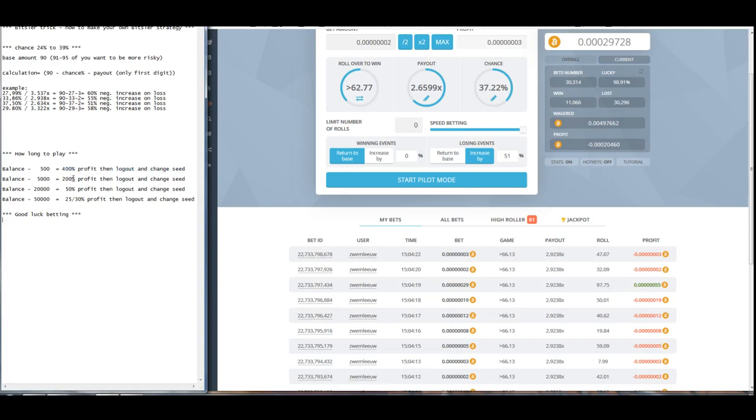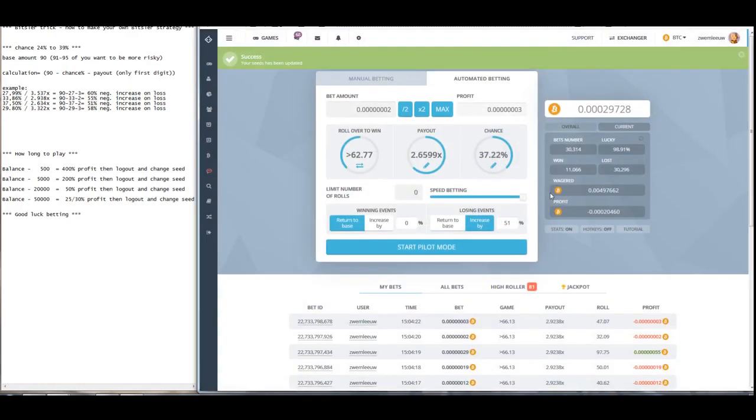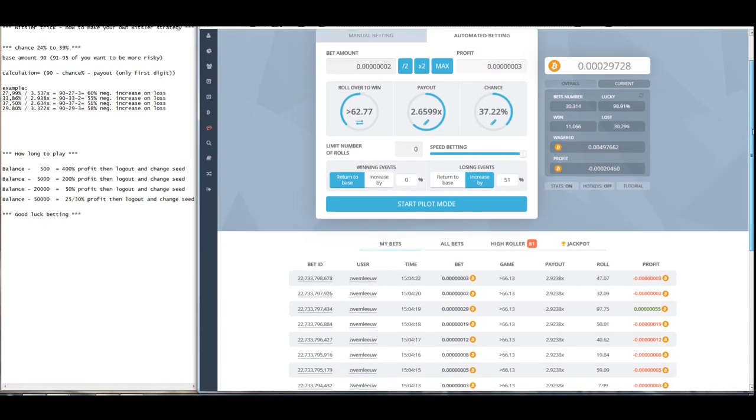If you got a reasonable profit from 5000 to 20000, log out and change seed. And the higher you get, the lower the profit range is before you have to just log out, exit, start over again and change your seed. Some people also say every 3 or 4 strategies, just to be fair, change your seed and make another bet. So I hope this helps you a little bit.